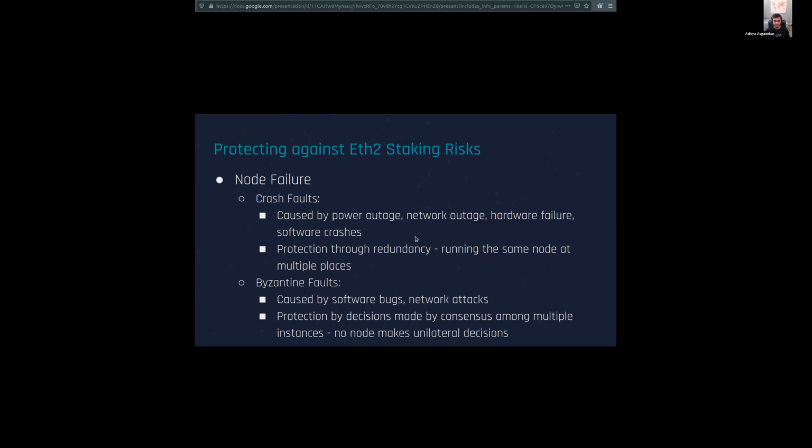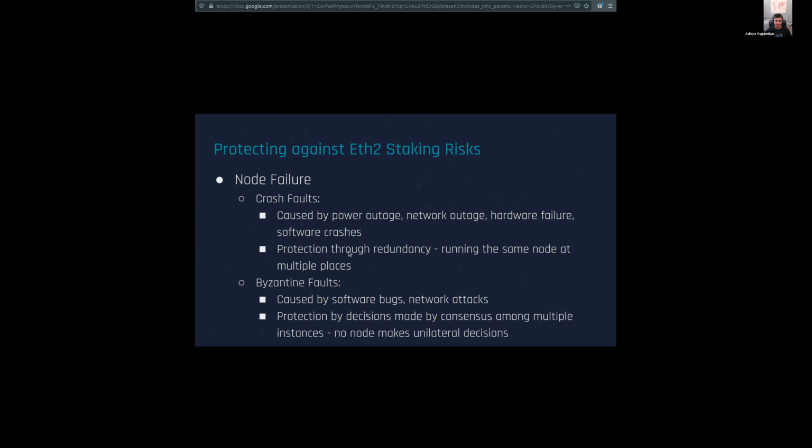And the usual way to prevent against this is using redundancy. So instead of running just one instance of the ETH2 client for a single ETH2 validator, we run multiple redundant instances, so that if some of them fail, you still have the others as a backup.